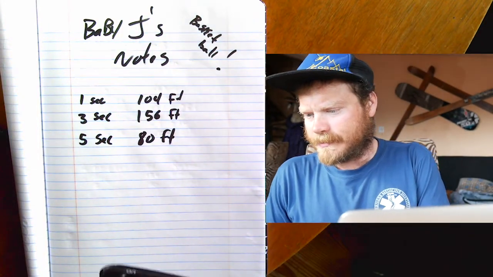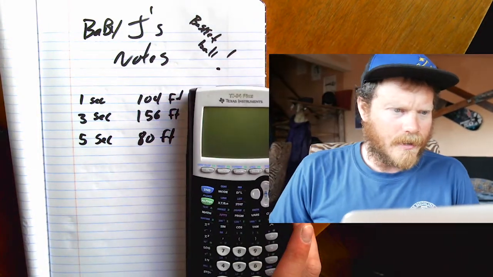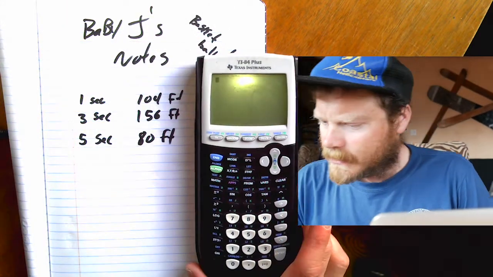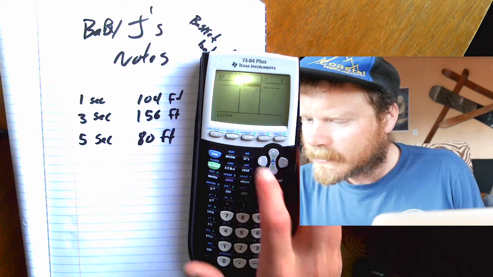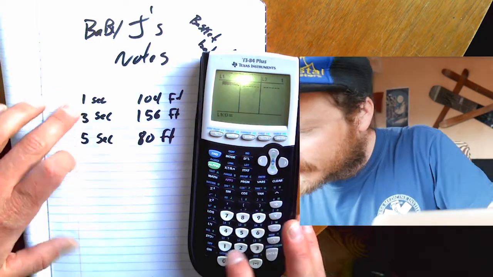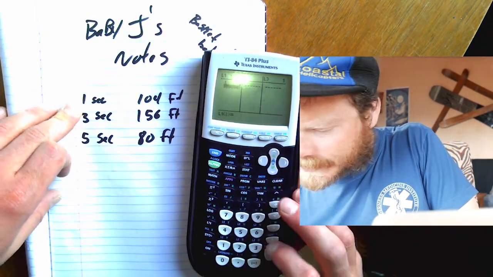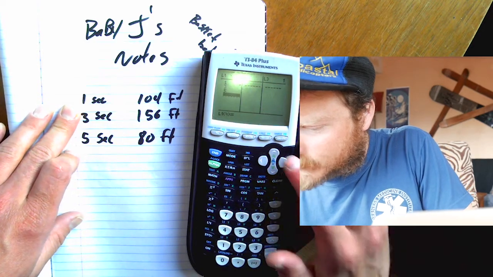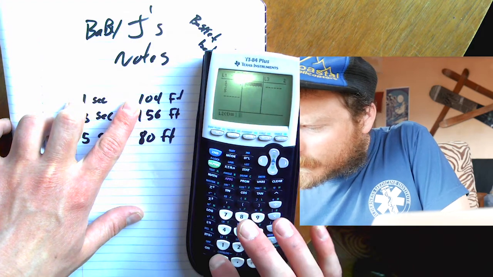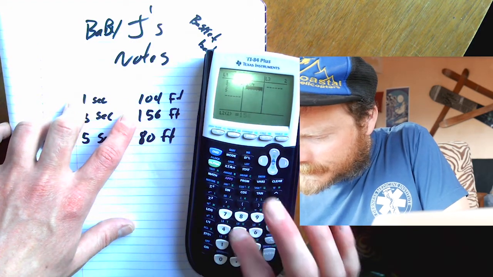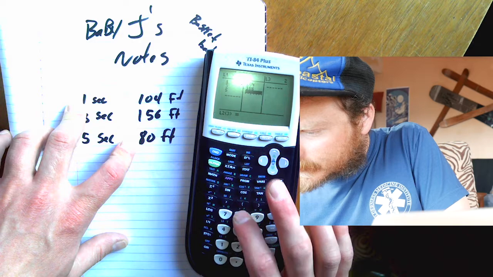All right, so what do we do with all of this? Luckily, Baby J left us some really good notes, so we can put those points into our calculator. You have to remember how to do that from way back in the day, but we go to Stat, Edit, and then our X values of 1 second, 3 seconds, and 5 seconds we put into list 1, and our heights of 104 feet, 156 feet, and 80 feet we put into list 2.